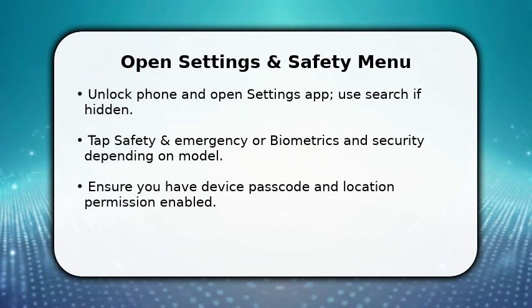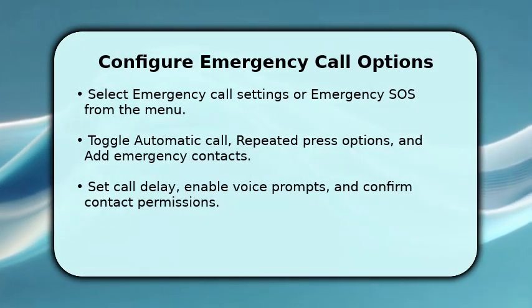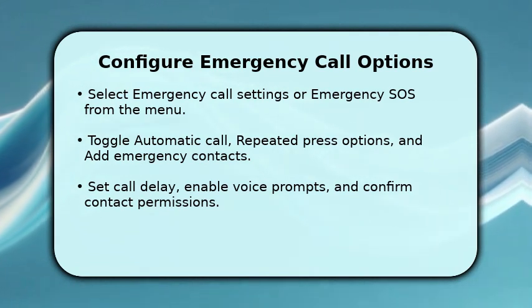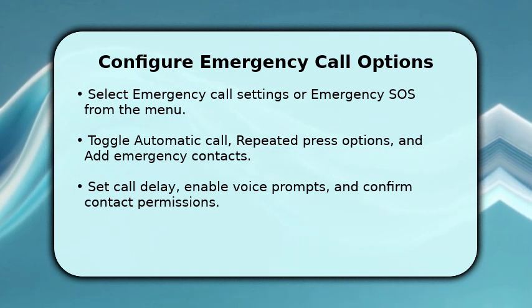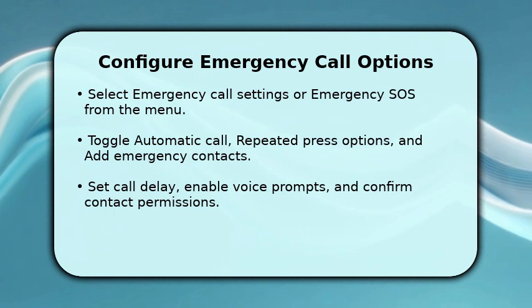Now you'll tap Emergency Call Settings or Emergency SOS to view the options. You need to decide how the phone initiates a call. Toggle Automatic Call or Repeated Press to control whether a long press or multiple presses dials emergency numbers.